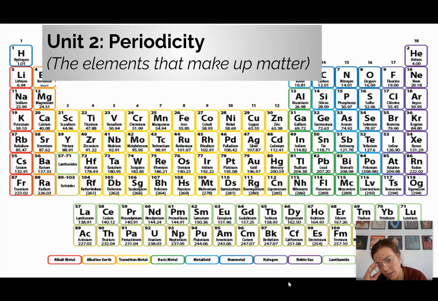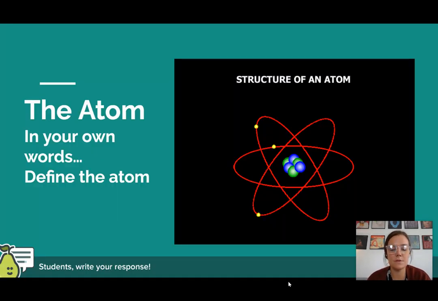All right, so we're talking about periodicity. We're talking about the elements that make up matter, and what is matter, and what are atoms, and all of these things that make up everything and allow us to exist. So let's start with this.